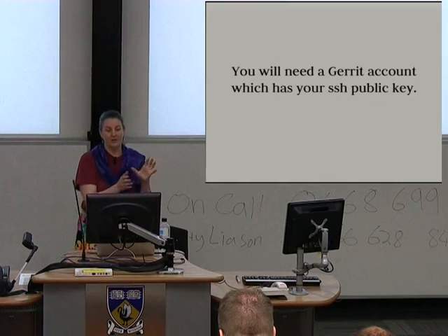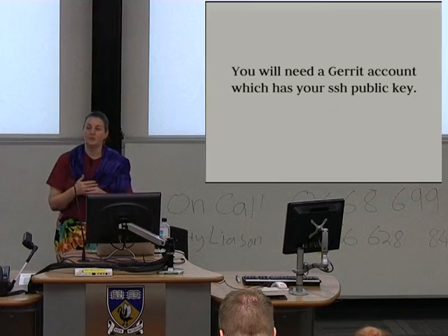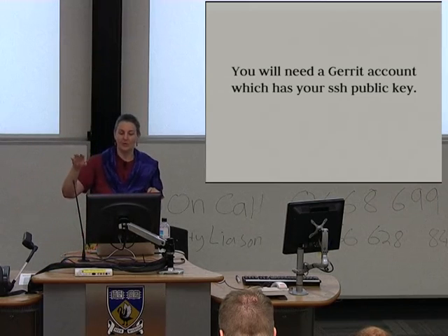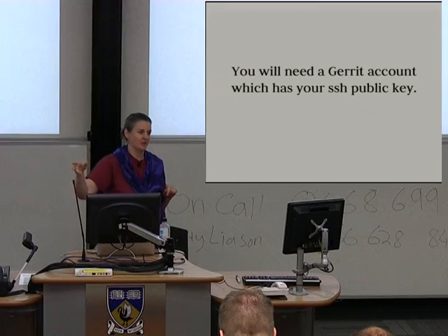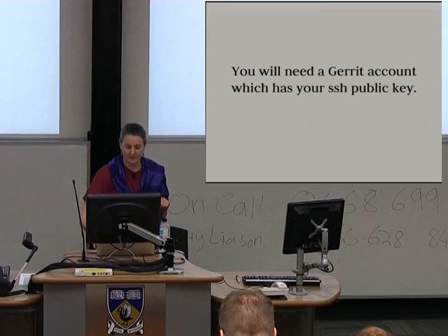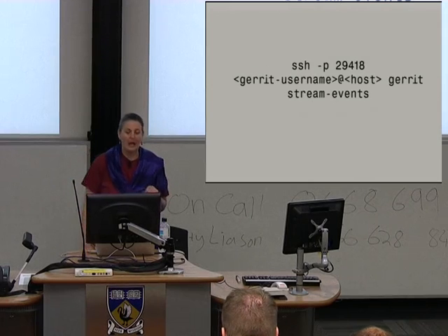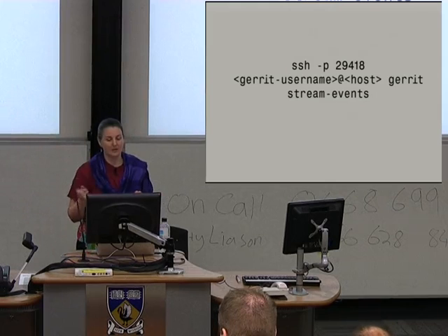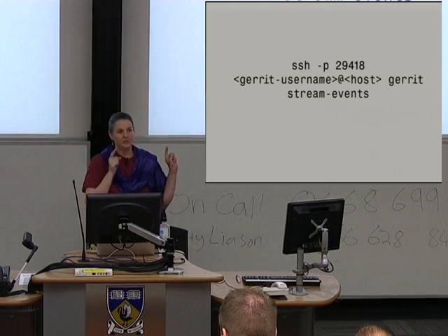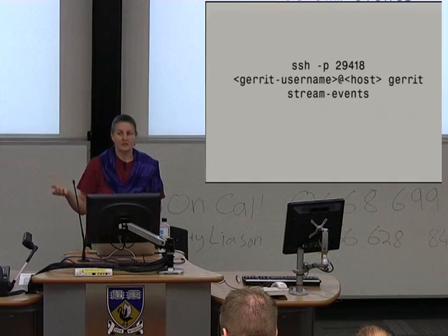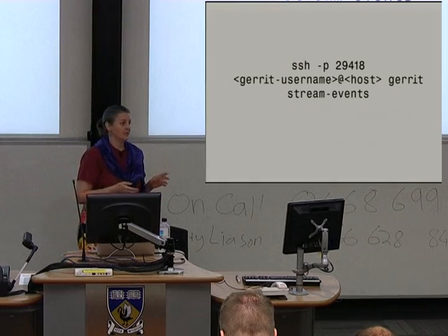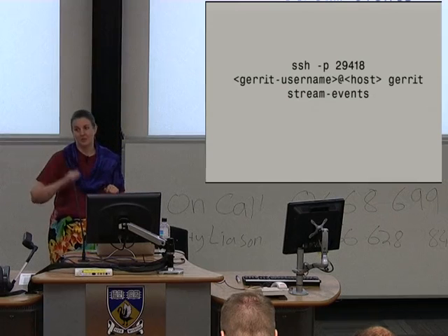And the Gerrit account has to have your SSH public key. So if John wants to listen to stream events, which he does, what he has to do is make sure he has a Gerrit account, which John does, with an SSH public key, which he does because I've seen John push patches. And so if you want to follow this command, John, tell us how you do. So ssh, and the port is 29418. You use your Gerrit username at host, and in this example, host is review.openstack.org, then gerrit, then stream-events. Let's see how John does.